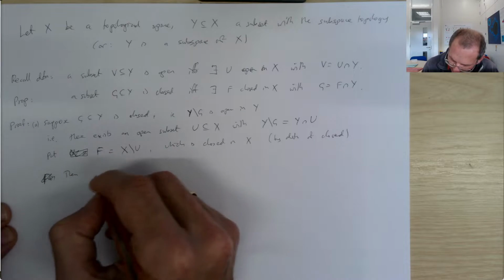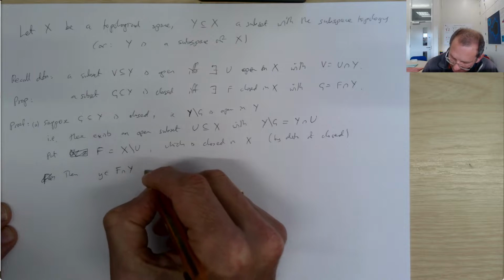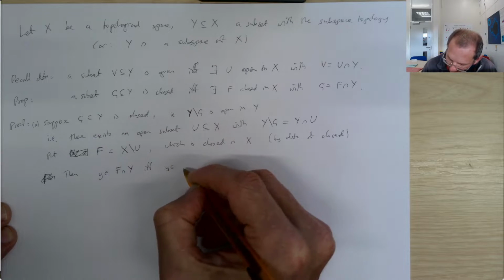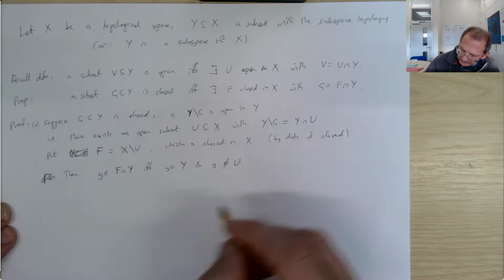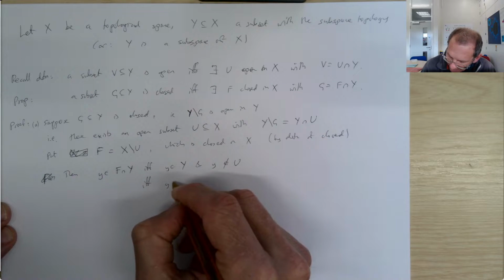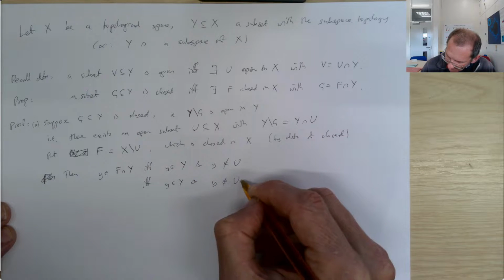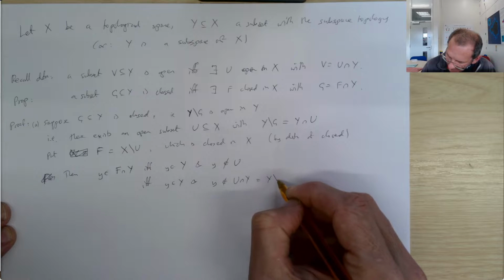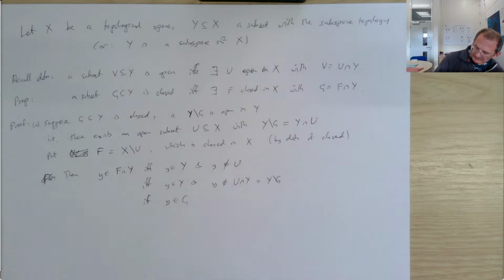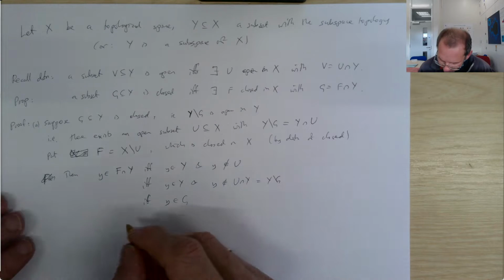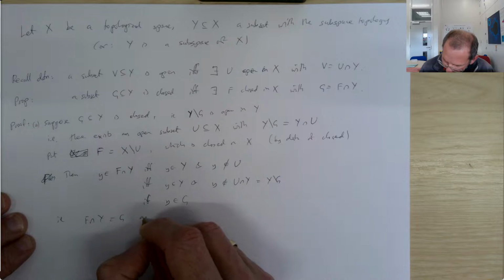Then for some y, y lies in F intersect Y if and only if y is in Y and y is not in U, if and only if y is in Y and y is not in U intersect Y, which is Y less G, if and only if y is in G. Okay. So F intersect Y is equal to G as required.